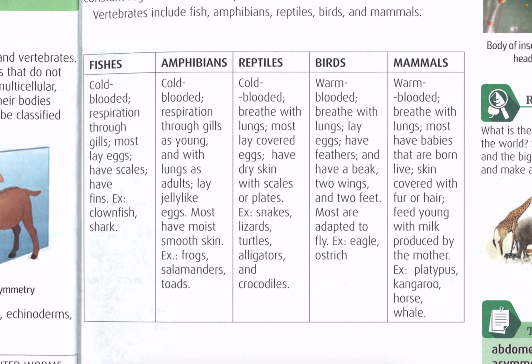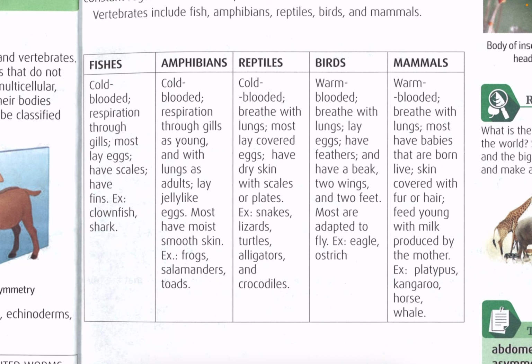About amphibians, their young state can respirate through gills. То есть, получается, всякие головастики через жабры дышат. But while it proceeds through the metamorphosis, their gills are removed, and instead of the gills, we have lungs. They lay jelly-like eggs, and the most have moist and smooth skin. То есть не такая кожа. Всякие саламандры, жабы, лягушки.